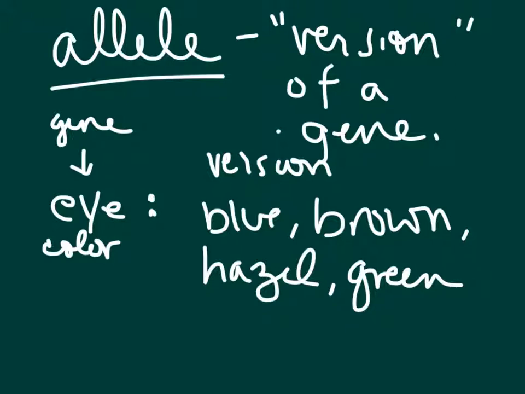So eye colors, the standard eye colors we have, blue, brown, hazel, and green, those are all different versions that you can get. The color your eyes end up being depends on what two versions you get. Because remember, for every gene you have 2 copies of it, one from mom and one from dad. So every gene you have 2 versions.